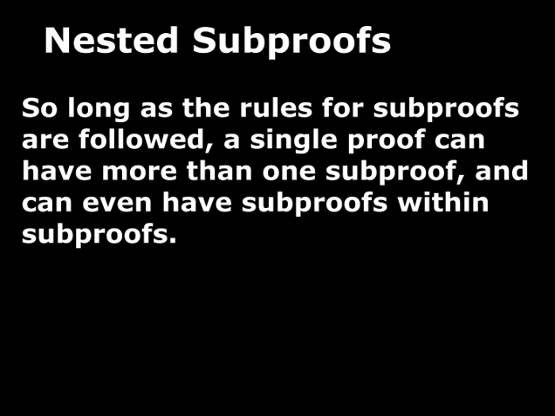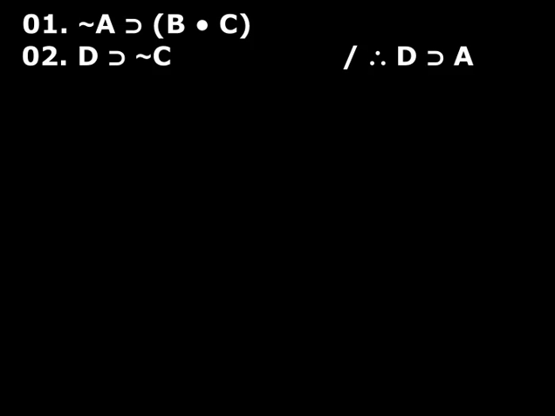Okay. Now, the next topic is nested subproofs. So long as the rules for subproofs are followed, for conditional proof and indirect proof, a single proof can have more than one subproof, and we've seen examples of that. In fact, the example we just did had a conditional proof and then an indirect proof after that. But we can even have subproofs within subproofs. Okay, so let's see an example.